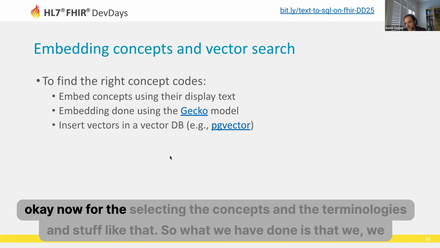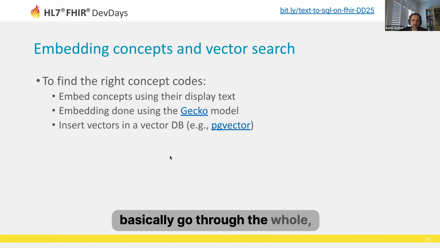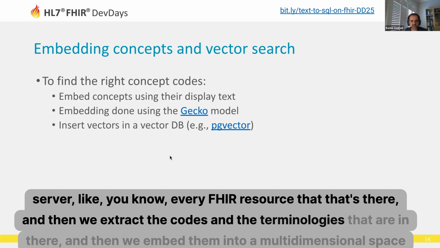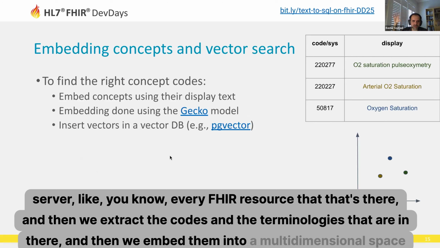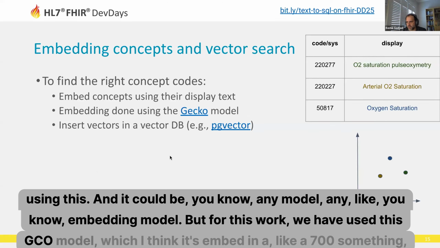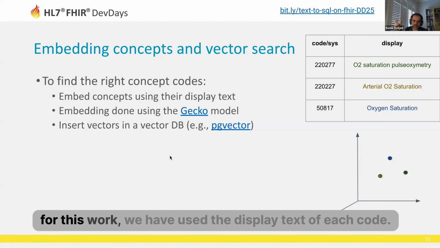Okay, now for selecting the concepts and terminologies. What we have done is go through the whole FHIR server, every FHIR resource that's there, and extract the codes and terminologies in there. Then we embed them into a multidimensional space. It could be any embedding model, but for this work we used the Gecko model, which I think embeds into a 700-something dimension space. And we used the display text of each code.